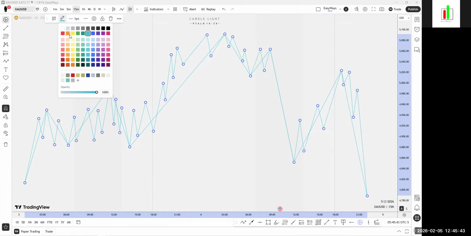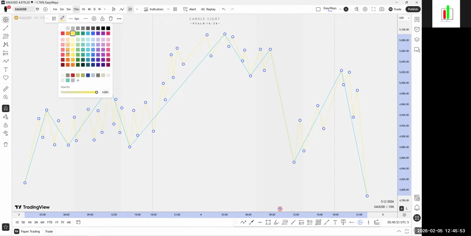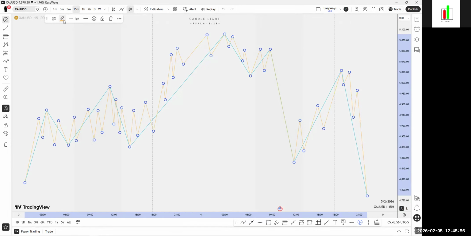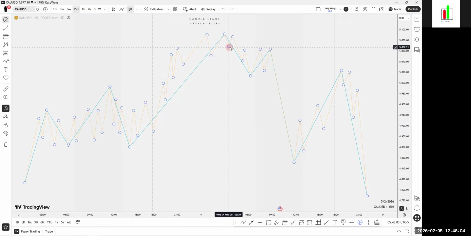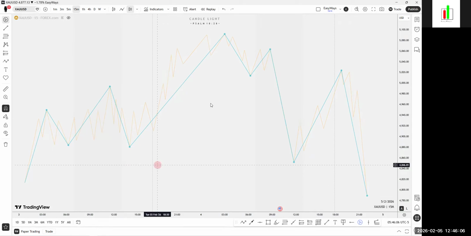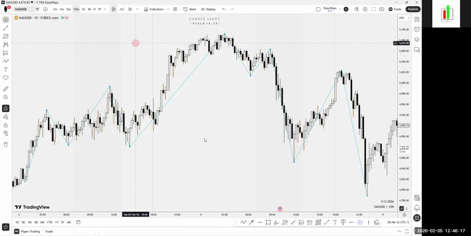So I just want to change the color on the fractal one. Okay. So the fractal leads us to the swing structure. So this is what you know, guys. You know this already. So what am I going to show you today with this? Let's look at this in more details.